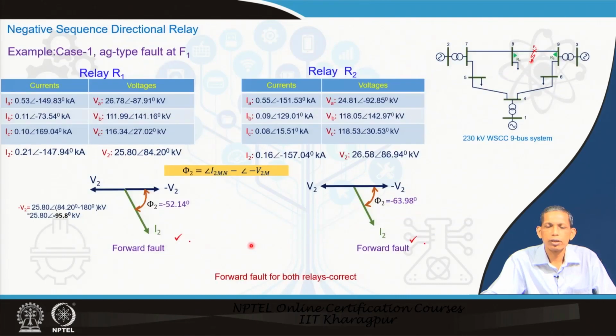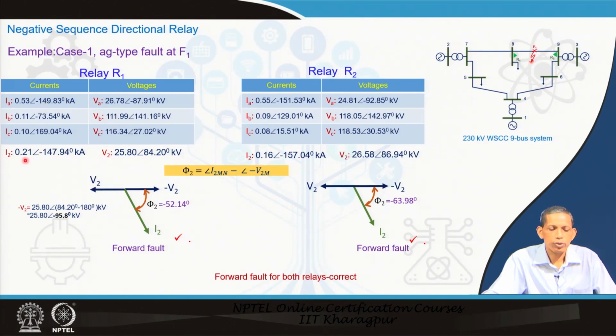Let us see examples on this. Same 9 bus system, same 2 relays for 8 and 9, fault at F1, forward fault for R1, forward fault for R2. Now, let us see AG fault, RF is small here in this case, 1 ohm. Relay R1 and relay R2, set of measurements, current and the voltage.